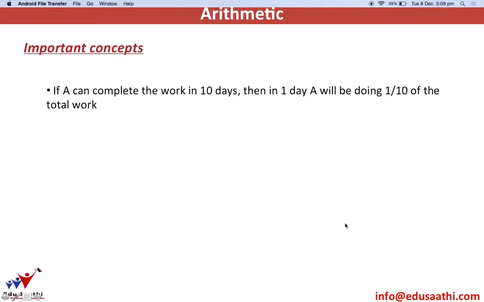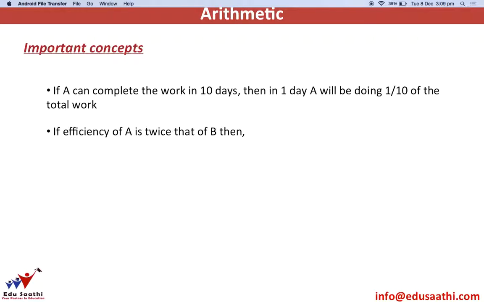There is a certain important concept that I need to keep in mind whenever I'm doing a question based upon efficiency. If A can complete a work in 10 days, then in 1 day, A will be able to do 1/10 of the total work. So if I'm taking 10 days to complete a work, every day I'll be doing 1/10 of the job.